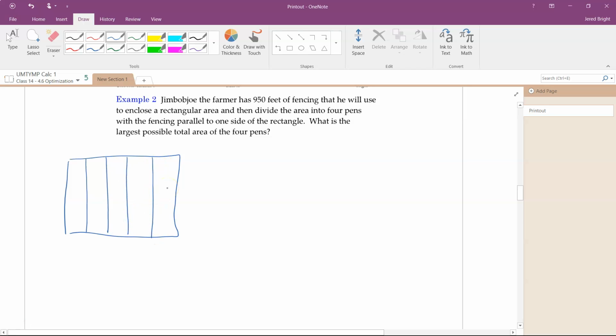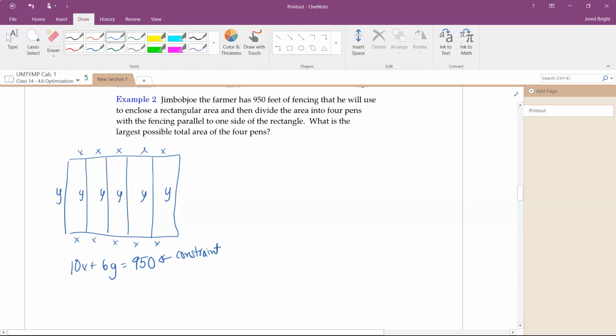In total, the fencing, so if this is X, I'm going to do X, X, X, X, X, and this is X, X, X, X, X, and this is Y, Y, Y, Y, Y, Y. All those pieces, so 10x plus 6y, have to add up to 950. And this, my friends, is your constraint. I have to have that requirement met.